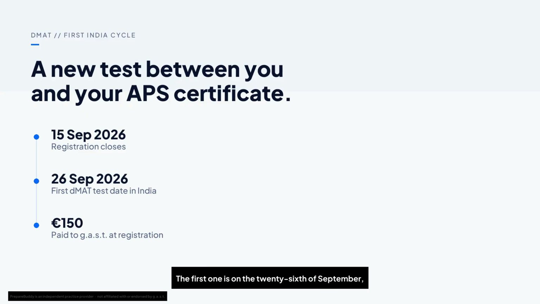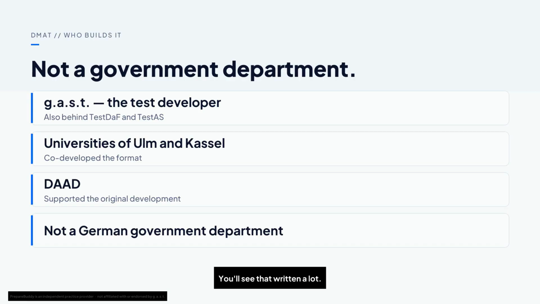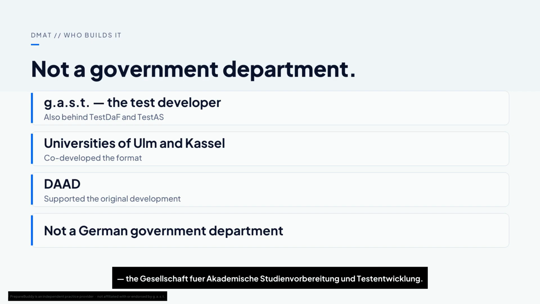The first one is on the 26th of September 2026. Registration closes on the 15th of September. The dMAT is not from a German government education department. You'll see that written a lot.